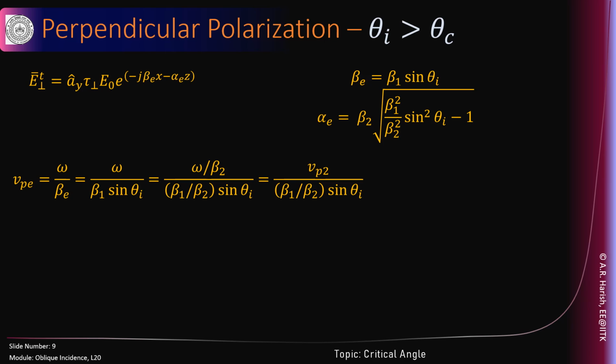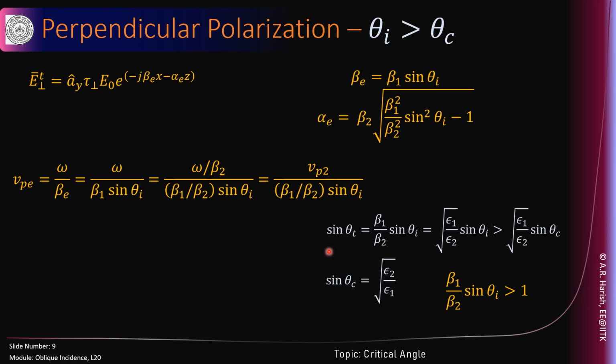Omega by beta 2 is called the phase velocity of the wave in the medium, the intrinsic velocity, and therefore we have this wave Vpe as Vp2 upon beta 1 by beta 2 sine theta I. Now we know something here. Remember this set of manipulations that we did in the last slide?